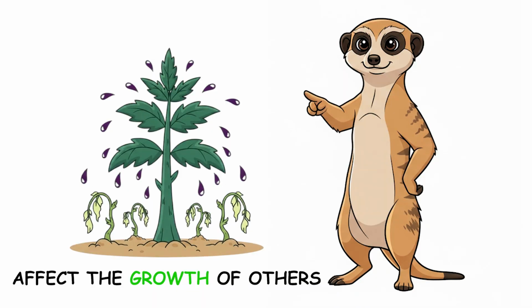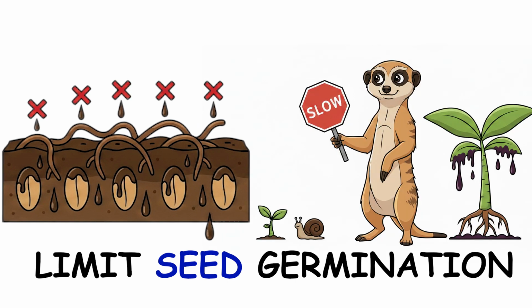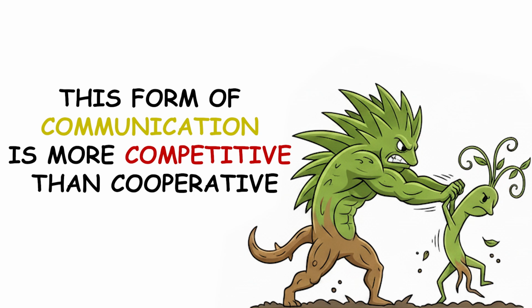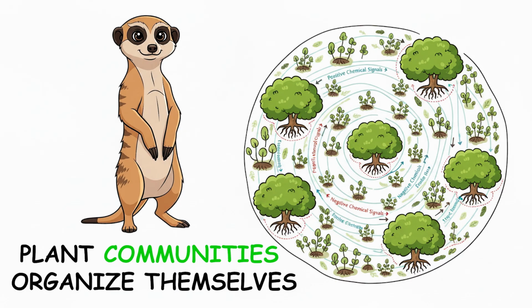Allelopathy. Some plants release chemicals that directly affect the growth of others around them. These substances can limit seed germination or slow down the development of nearby plants. This form of communication is more competitive than cooperative, shaping which plants thrive in a certain area. It comes from natural chemical production and plays a role in how plant communities organize themselves.